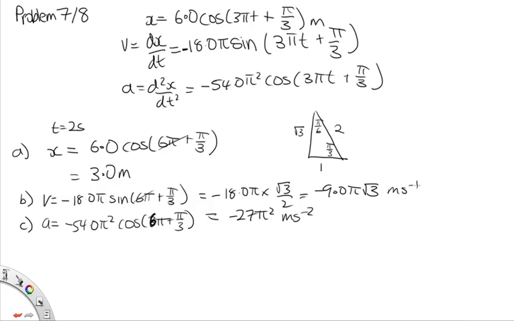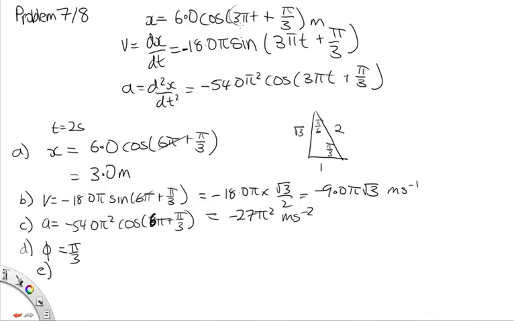Okay, now part D says find the phase. The phase constant phi is this part here. So this is omega t, this is the phase constant, so this is equal to pi on 3. That's the phase.